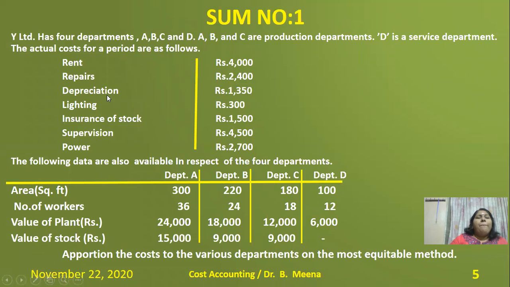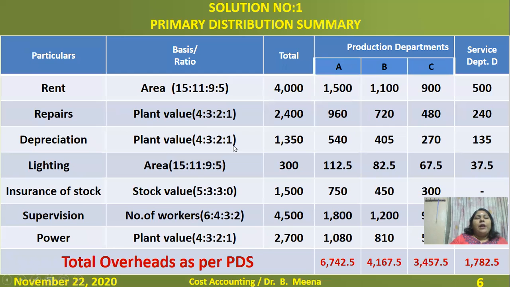Now again depreciation, I'll take the basis as value of plant. We have already calculated the ratio for value of plant. The depreciation given is 1,350. So 1,350 into 4 by 10 for A, 3 by 10 for B, 2 by 10 for C, and 1 by 10 for D. Out of 1,350 I'll get these values: 540 for A, 405 for B, 270 for C, 135 for D.